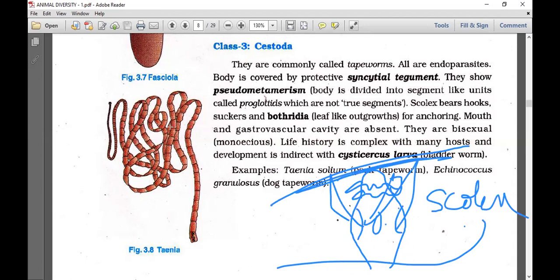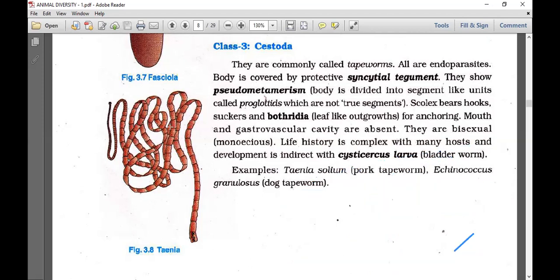They are bisexual, monoecious: male and female reproductive systems are present in the same animal. As I said earlier, that is their speciality. Every segment has both male and female reproductive systems. That means if 900 segments are there, 900 male and female reproductive systems are present. That is their specialty.